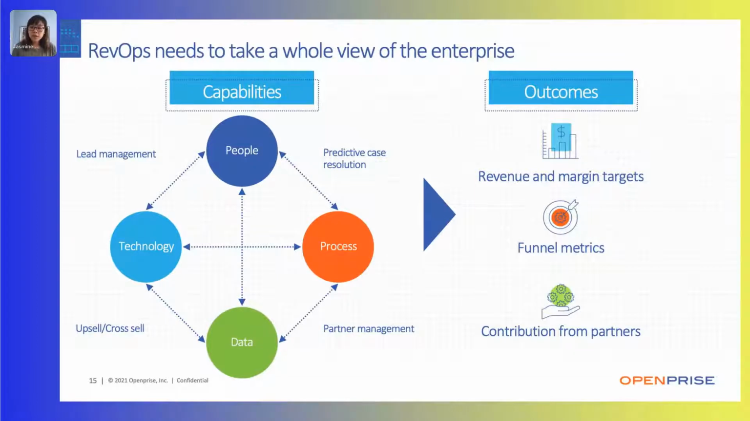So we just want to remind everyone that there are building blocks to differentiate these capabilities, and with the synergy between the people, technology, process, and the data, that will eventually have an outcome to revenue and margin targets, funnel metrics, and contributions from the partners. So it'll be a natural migration into having all the positive outcomes from having holistic capabilities and synergy between all of the components of RevOps.